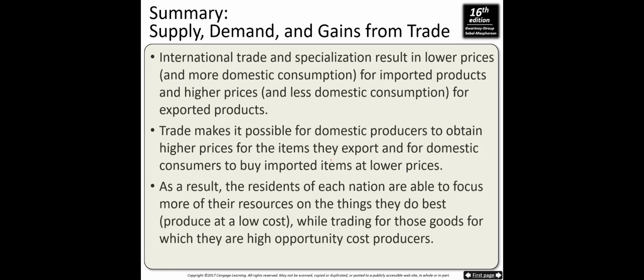International trade and specialization result in lower prices and more domestic consumption for imported products, and higher prices and less domestic consumption for exported products. Trade makes it possible for domestic producers to obtain higher prices for the items they export and for domestic consumers to buy imported items at lower prices. As a result, the residents of each nation are able to focus more of their resources on the things they do best, producing at a low cost, while trading for those goods for which they are high opportunity cost producers.